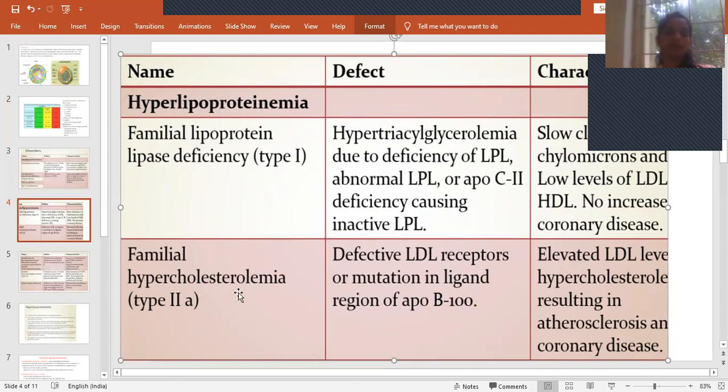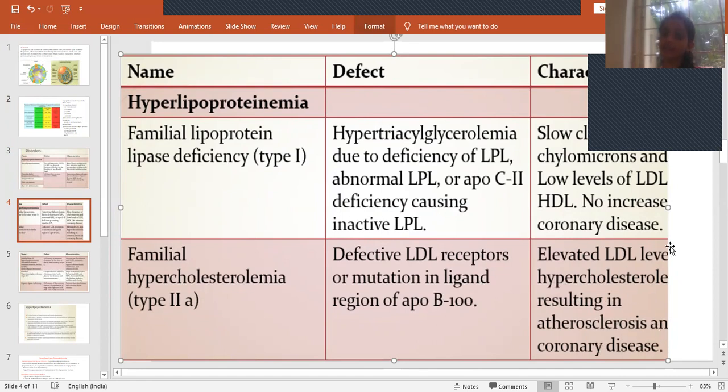And then familial hypercholesterolemia, which is also called type 2A. In this, there is defective LDL receptors or mutation in the ligand region of ApoB100. So this is the defect we can see in familial hypercholesterolemia. In this condition, we can see increased levels of LDL and hypercholesterolemia. That means an increase in the cholesterol levels, resulting in atherosclerosis and coronary disease.